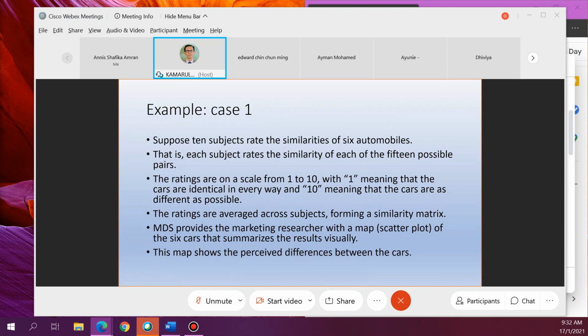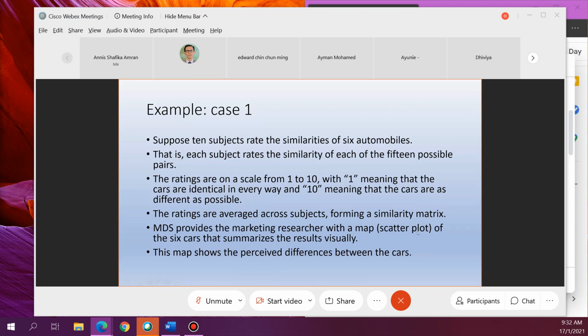Then you can ask them, when they compare these 6 cars, A, B, C, D, E, F: A and B, A and C, A and D, B and C, D and E, and so on and so forth, and you ask the subject to rate from scale 1 to 10. 1 means that the cars are identical in every way, and 10 means that the cars are as different as possible. Then you can average the ratings, and this can form a similarity matrix.